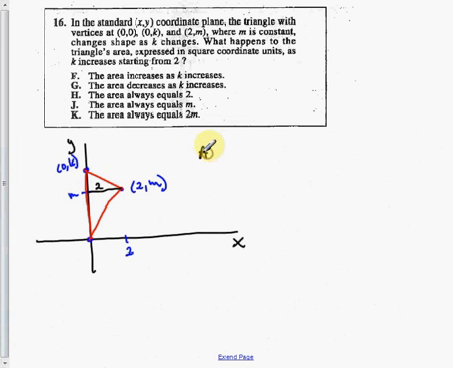So the area so far is going to be the base. Now this base has a distance of K, right? This whole side is 0, K. This point right here is K. So the area is 1/2 times the base times the height.